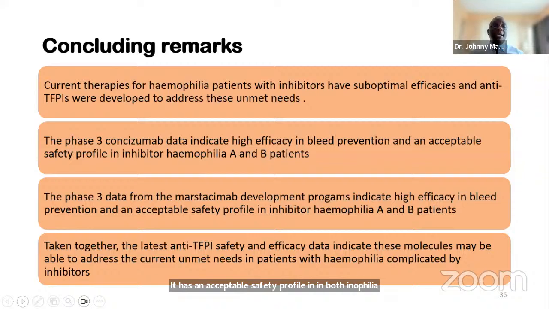I've also shared with you the preliminary phase 3 data that was presented, in fact, at the WFH Global Forum in Montreal last year. That shows that mestazimab, in fact, also has high efficacy in bleed prevention when it is used prophylactically, and it has an acceptable safety profile in inhibitor patients with hemophilia A and B. Taken together, the latest anti-tissue factor pathway inhibitor safety and efficacy data suggests that these molecules may be able to address the current unmet needs that are associated with replacement therapy in patients with hemophilia.